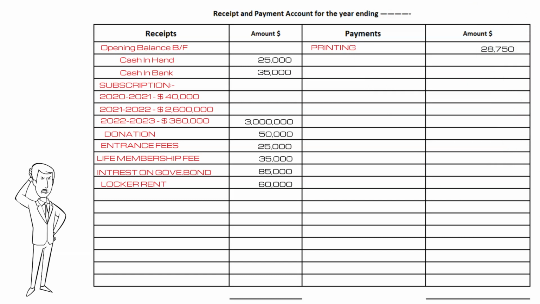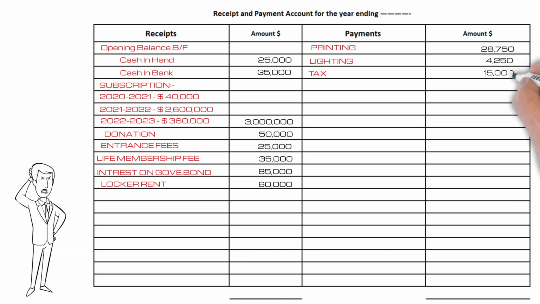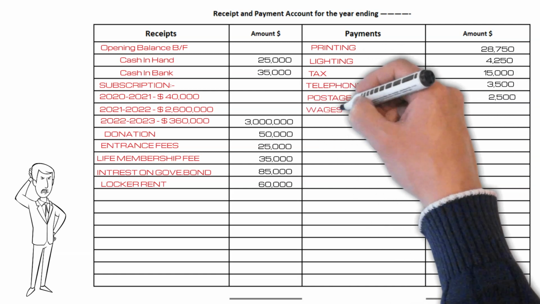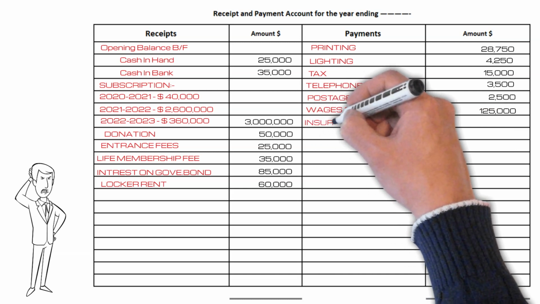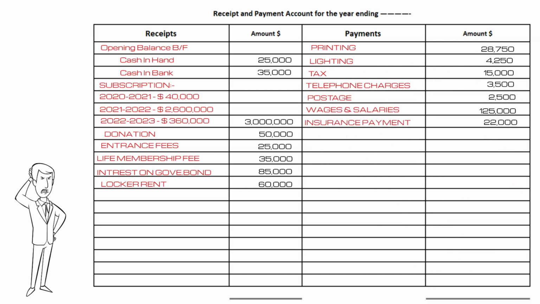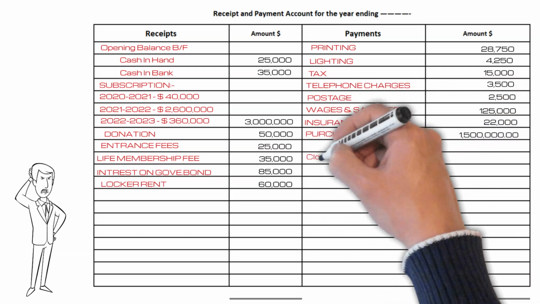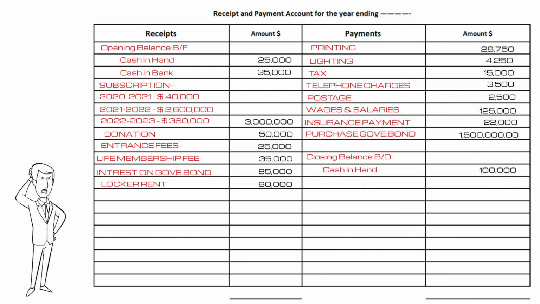Printing $28,750. It's a payment. Lighting $4,250. It's a payment. Tax $15,000. It's a payment. Telephone charges $3,500. It's a payment. Postage $2,500. It's a payment. Wages and salaries $125,000. It's a payment. Insurance payment $22,000. It's a payment. Purchase Gov. Bond $1,500,000. It's a payment. Closing balance for cash in hand $100,000. It's a positive figure, this balance we must carry down.